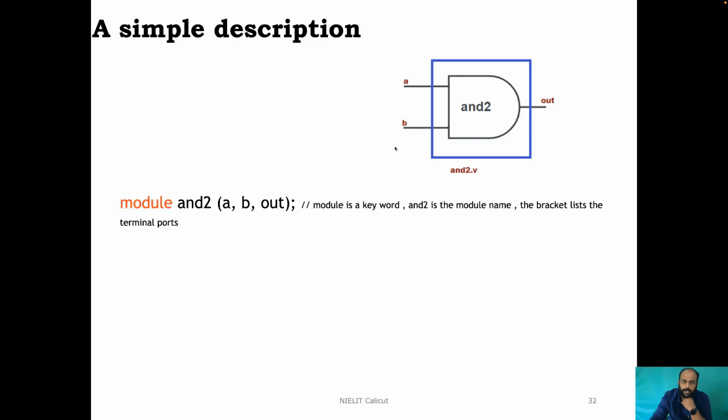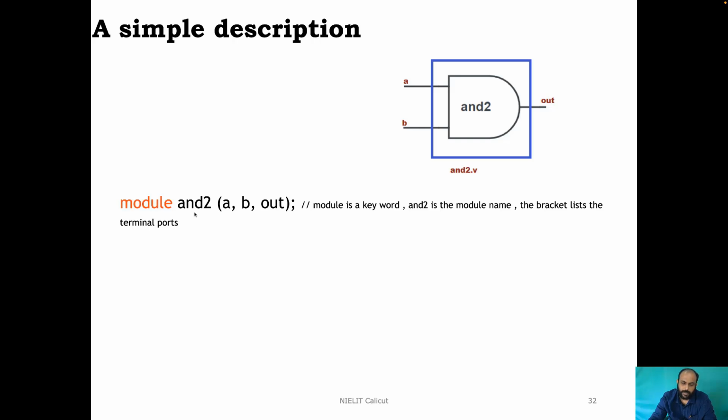So as we described already, first and foremost what we should write is the keyword module. All keywords I have shown in a different color. As I told, Verilog is case sensitive, all keywords must be in small letters. After you write the keyword module, you write the module name. Module name can be in small letters or capital letters.